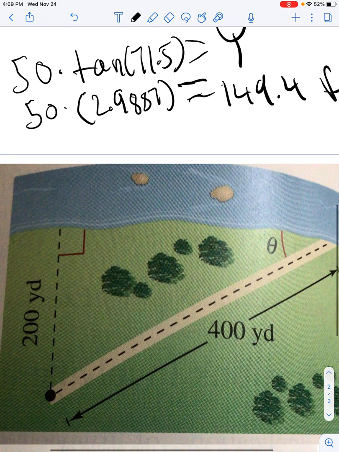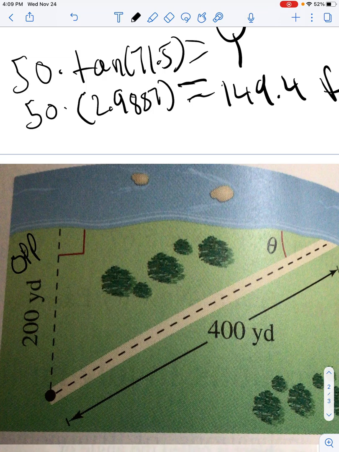Next problem: you are 200 yards away from a river. Rather than walking directly to the river, you walk 400 yards along a straight path to the river's edge. Find the acute angle between this path and the river's edge, illustrated here.